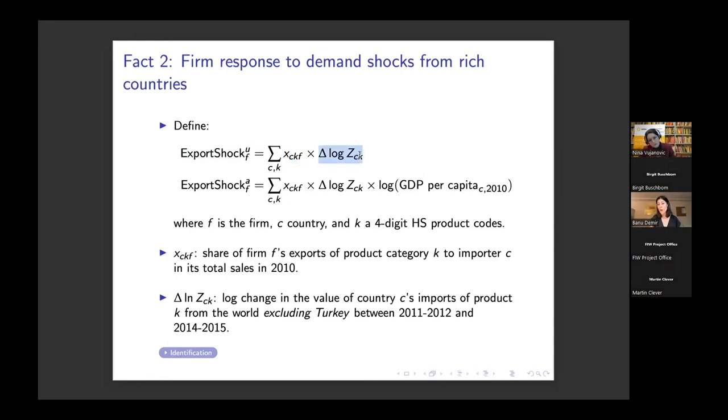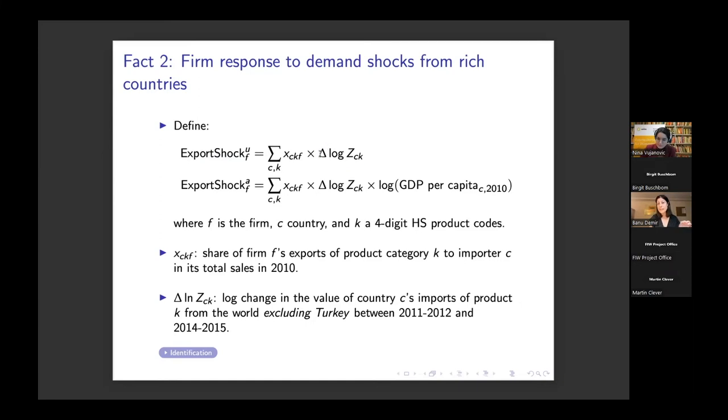And the second part, these are import demand shocks. We simply look at, for instance, in Austria, widgets: how much widget imports in Austria changed over a 5-year period, excluding its imports from Turkey, because we don't want Turkey to be included in these shocks. We want to construct really exogenous shocks from Turkish firms' point of view.